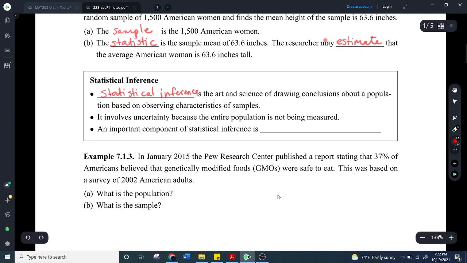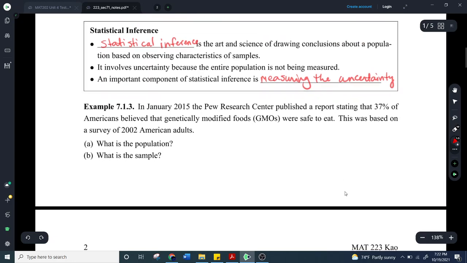An important component of statistical inference is the ability to measure the uncertainty, and we'll get into that a little bit more in a few minutes. And actually in the next section, we'll talk a little bit more about what we mean by measuring the uncertainty. So a quick example here.